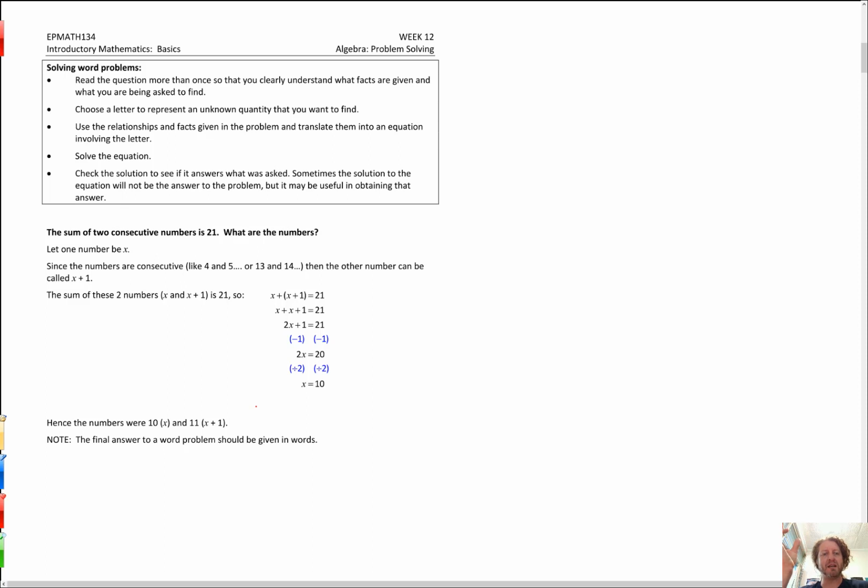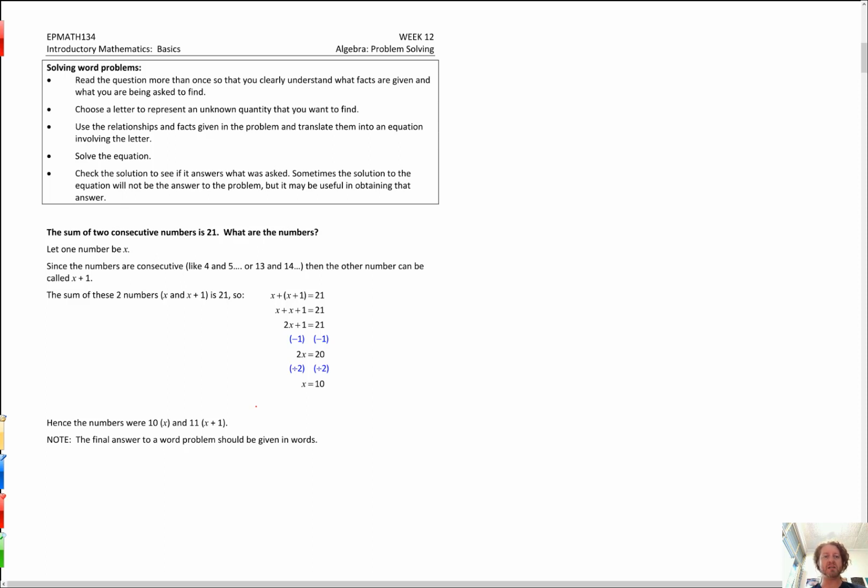Choose a letter to represent an unknown quantity that you want to find. It's only one letter in these, because at the moment we're only discussing single variables, so an x, an n, or whatever letter you pick, it doesn't matter. But there'll be something you're trying to find, and we'll name it. If we don't know it, we'll call it a letter. Use the relationships and facts given in the problem, and we translate those words into an equation involving the letter. We'll get there in a sec.